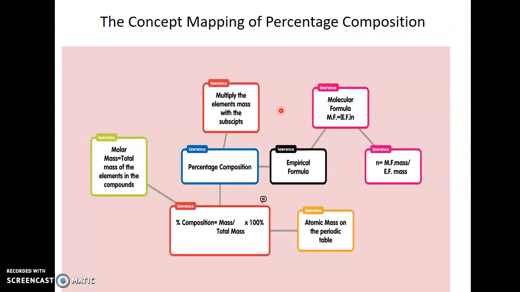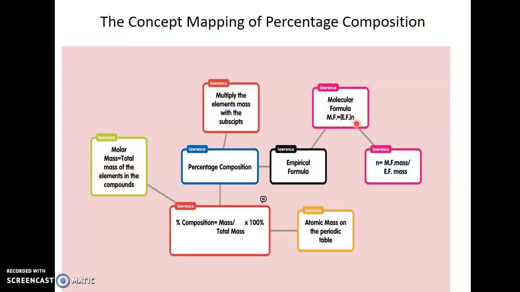Now I developed a concept map which is going to explain all the content areas and how they are interconnected. If you look at percent composition as the main focus in the middle, it's linked to empirical formula. So that means from percent composition you can get to empirical formula. Empirical formula leads to molecular formula. Now the molecular formula is empirical formula times n.